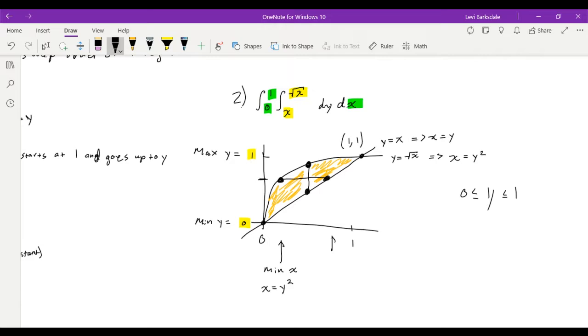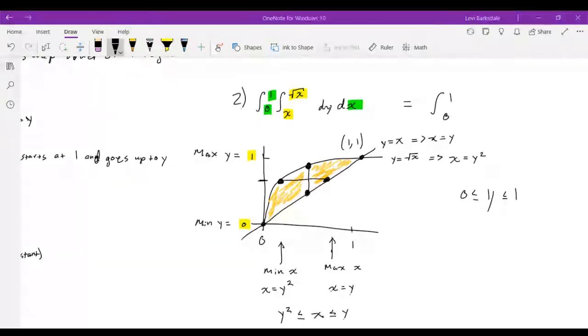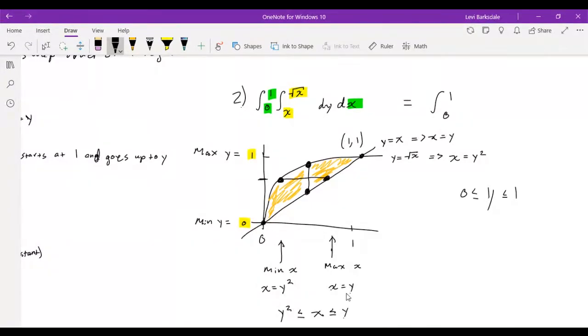And our largest x value for that single given y lies exactly on this line, x is equal to y. And that tells us that y squared is less than x, which is in turn less than y. So we could rewrite this order of integration like so. Yeah, you do have to look at it horizontally. That's why I'm a pretty big fan of using these representative rectangles, because you can actually trace out what's going on.